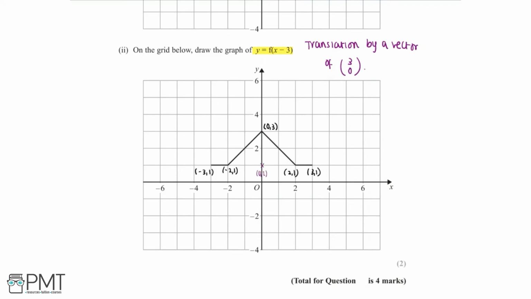We then have the point minus 2, 1. And so to add 3 to our x-coordinate, we have minus 2 plus 3, which is equal to 1. And so the y-coordinate remains unchanged, which means our translated coordinate is equal to 1, 1. Then we have the point 0, 3. And so we have an x-coordinate of 0. When we add 3 to this, we have an x-coordinate of 3. Now the y-coordinate remains unchanged, so our new point is equal to 3, 3.